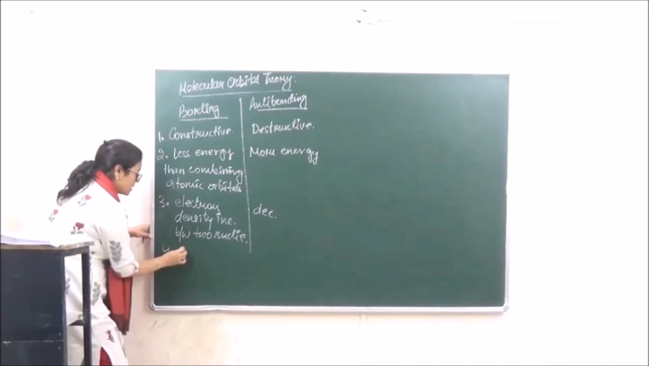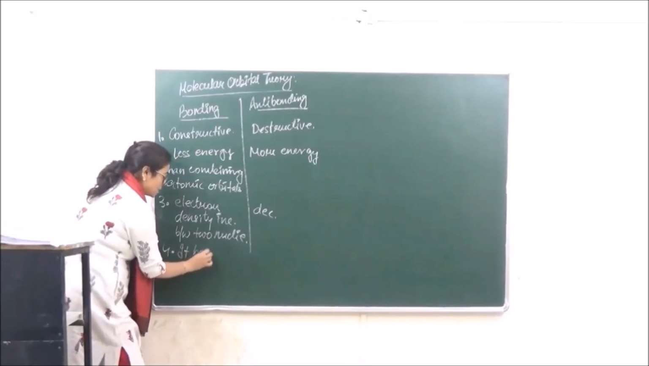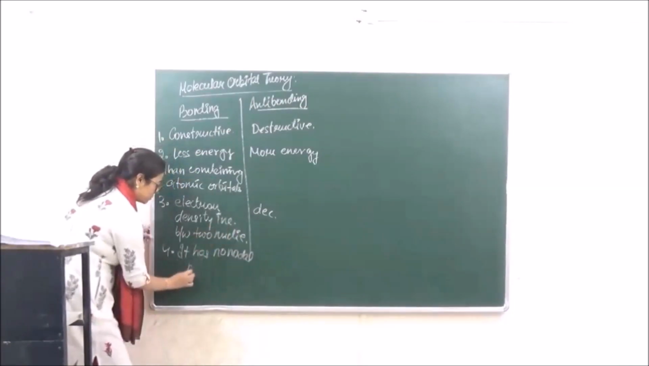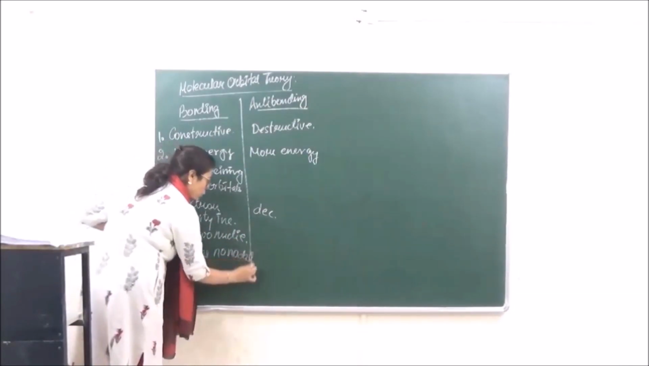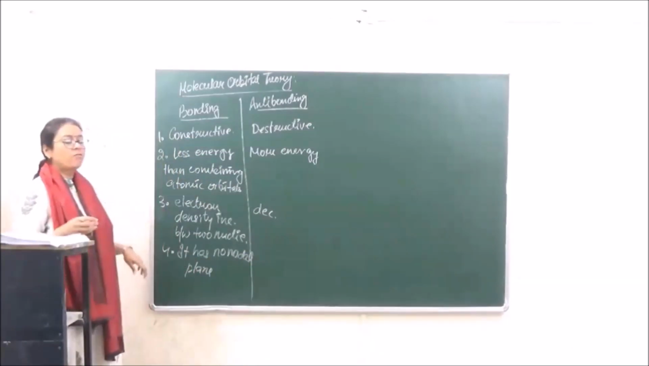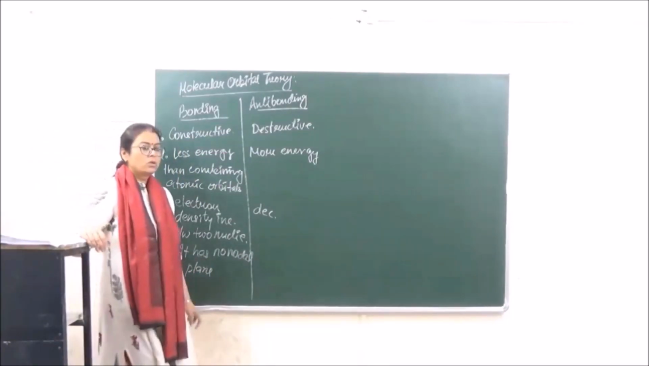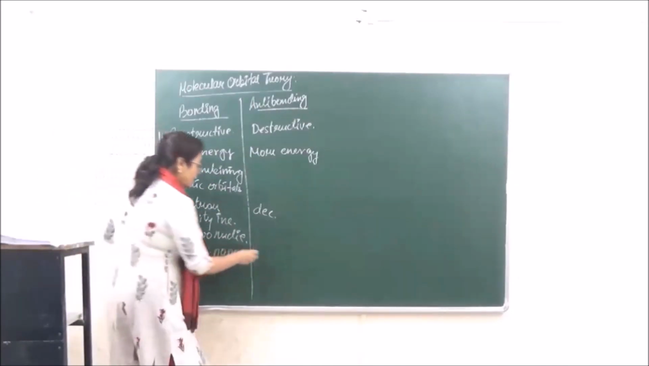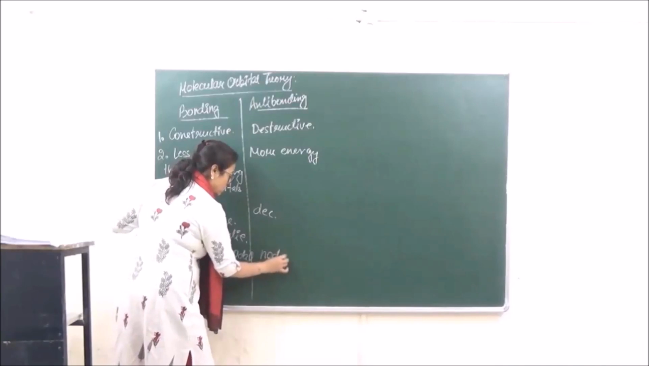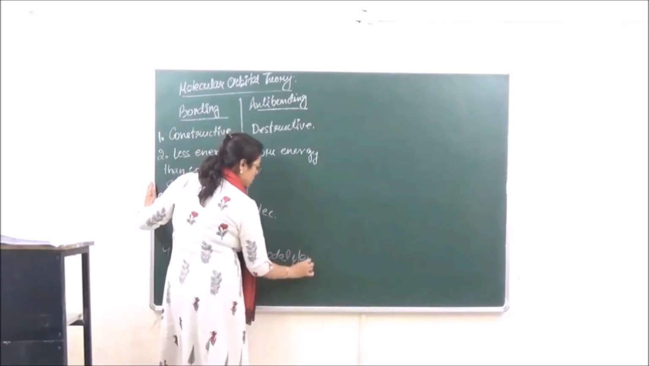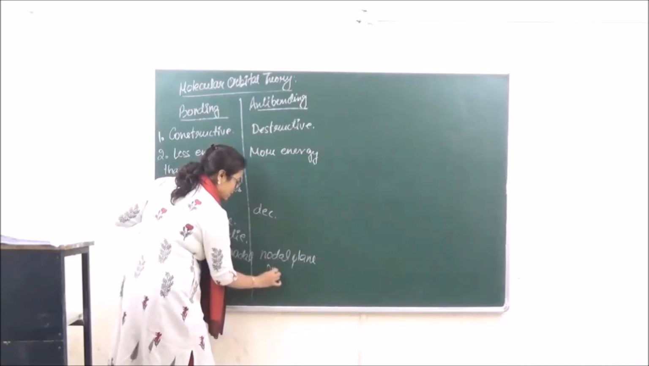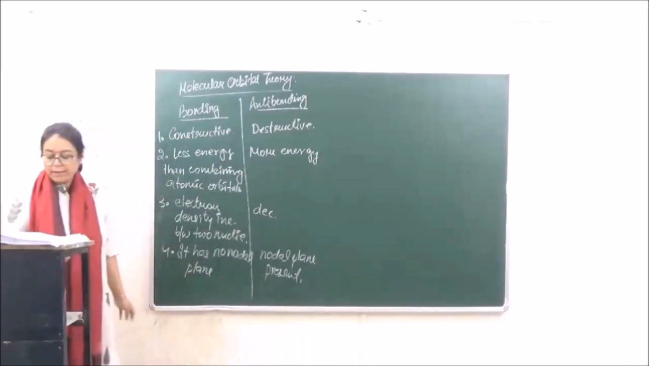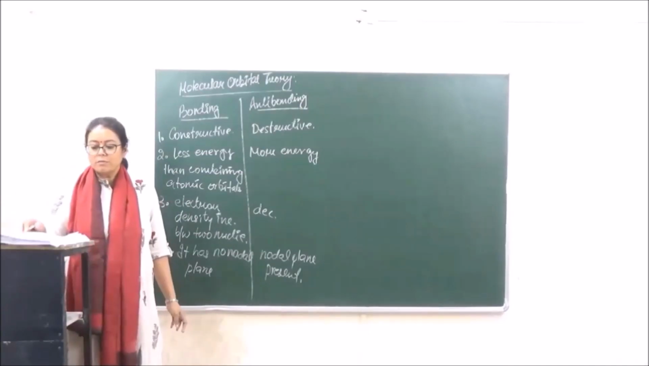So the fourth difference is that bonding has no nodal plane. What is the nodal plane? Nodal plane is the plane where the probability of finding an electron is 0. Okay, that is what a nodal plane is. Whereas in case of anti-bonding, there is going to be a nodal plane present. So these are the differences.